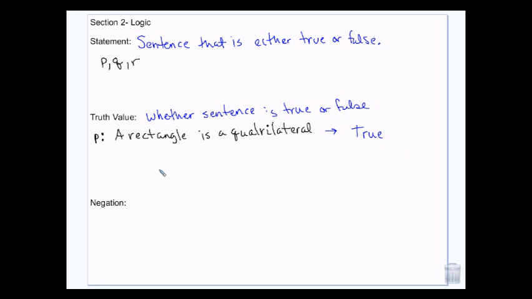Or I could use the sentence Q and say squares are round. True or false? False. Again, no gray area. Rectangles do have 4 sides, so they are quadrilaterals. Squares are not round.